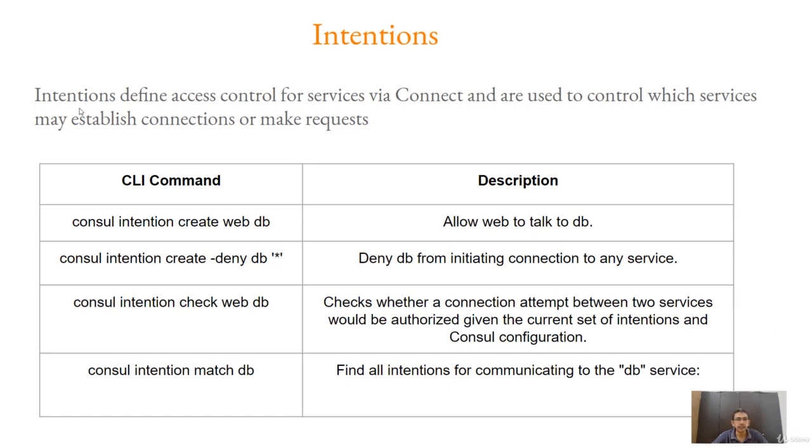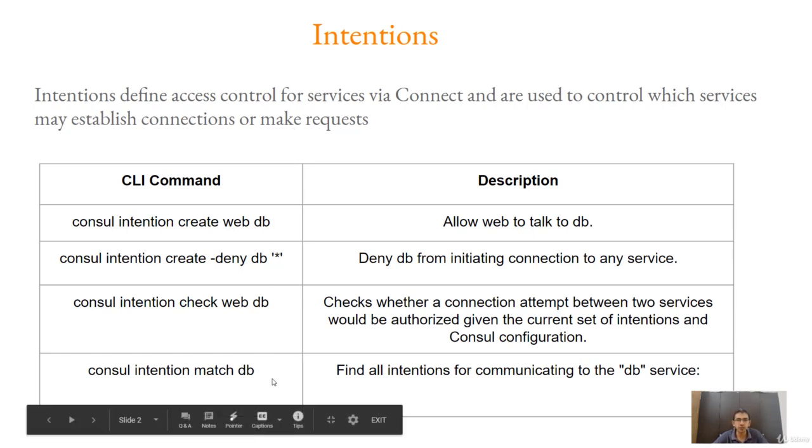So let's quickly revise. Intentions define access control for services via Connect and are used to control which service may establish a connection or make a request. This is something that we already know. Now when you discuss the CLI, there are four primary commands that you should know.